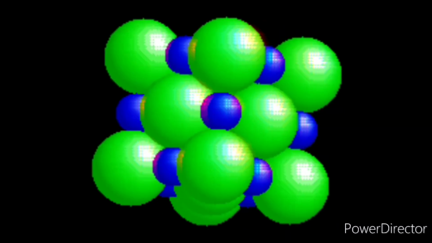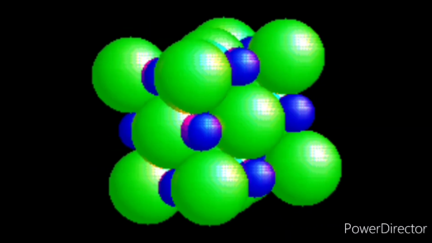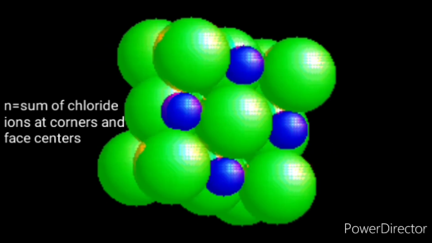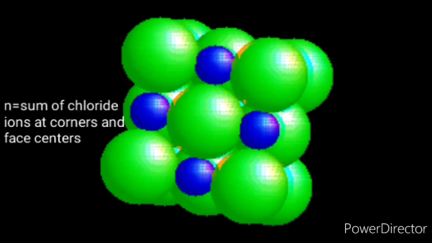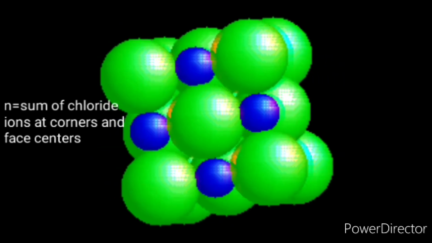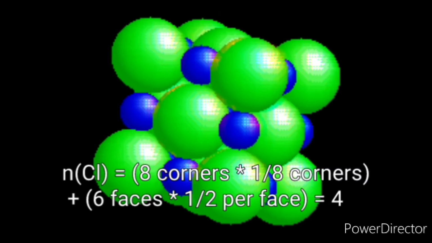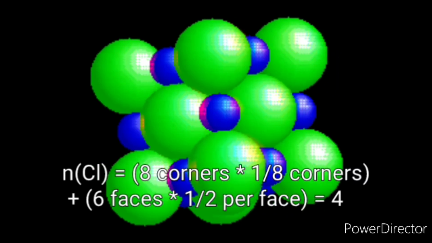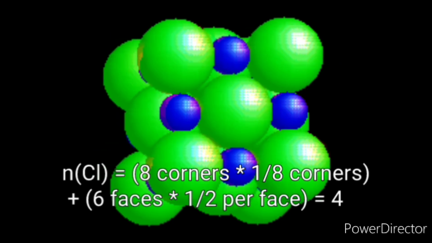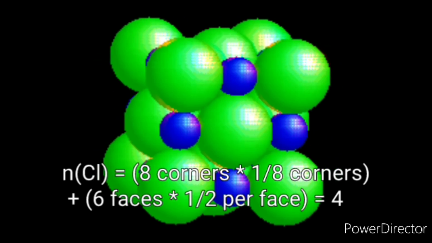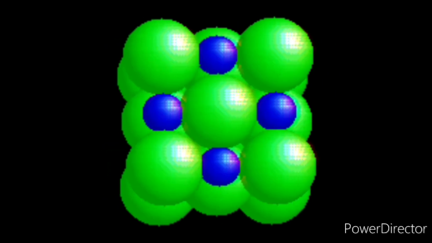Now, let us calculate the total number of ions per unit cell. The total number of chloride ions per unit cell is equal to the sum of chloride ions at corners and face centers. The total number of chloride ions is equal to 8 corners by 1/8 per corner plus 6 faces by 1/2 per face, which is equal to 4.